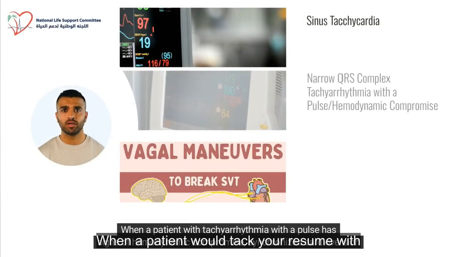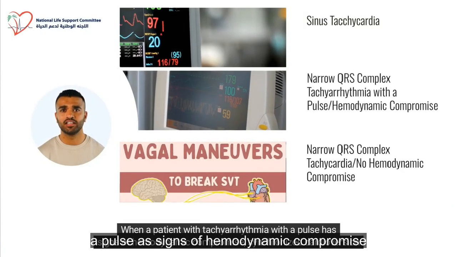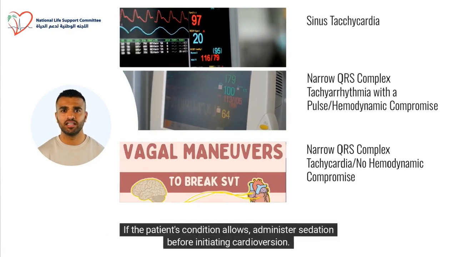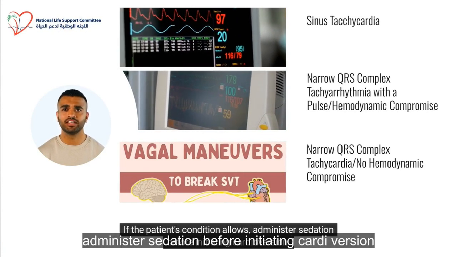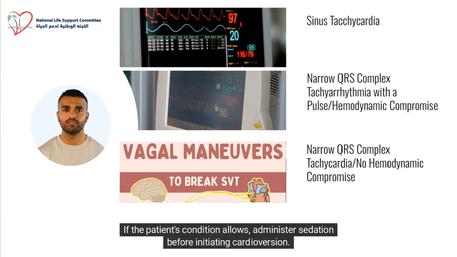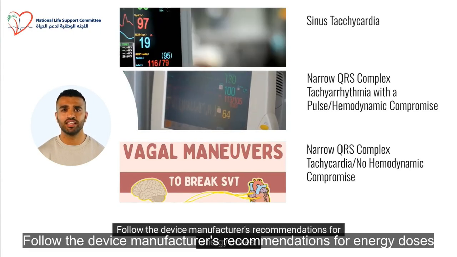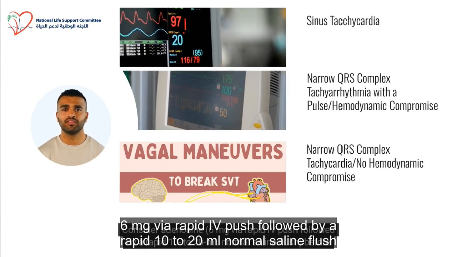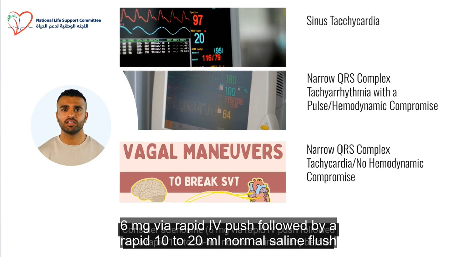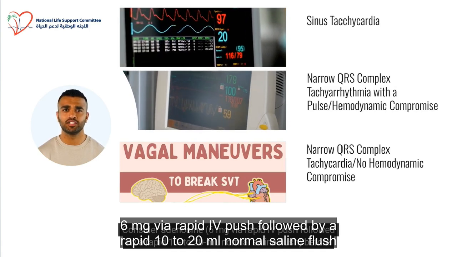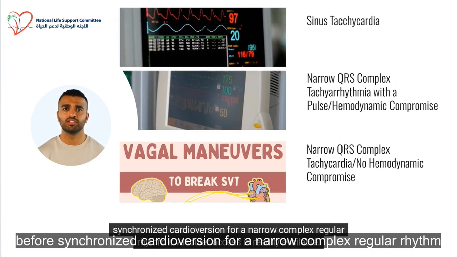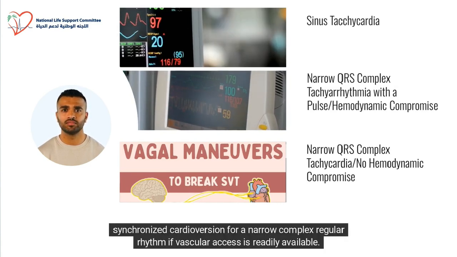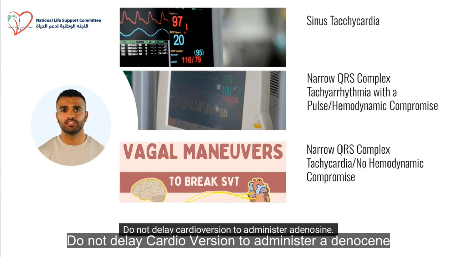When a patient with tachyarrhythmia with a pulse has signs of hemodynamic compromise, synchronized cardioversion is indicated. If the patient's condition allows, administer sedation before initiating cardioversion. Follow the device manufacturer's recommendations for energy doses. Consider adenosine, 6 mg via rapid IV push followed by a rapid 10 to 20 ml normal saline flush before synchronized cardioversion for a narrow complex regular rhythm if vascular access is readily available. Do not delay cardioversion to administer adenosine.